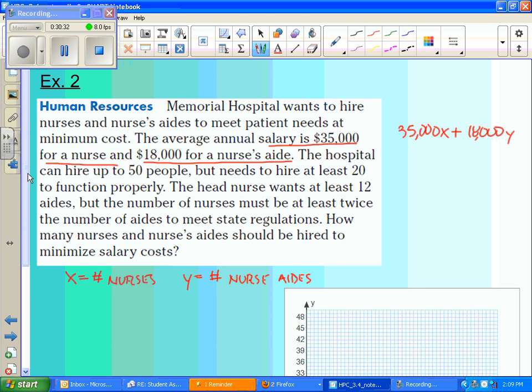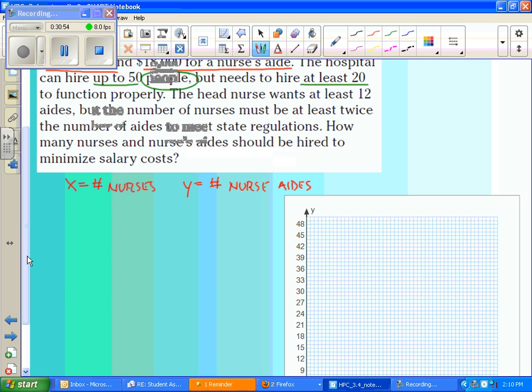We can hire up to 50 people, but need to hire at least 20. Okay, let's talk about that part. Up to 50, need at least 20. The people is made up of the nurses and the nurse aides. So just that information gives me a constraint that says the number of nurses and nurse aides maxes out at 50, and has to bottom out at 20.